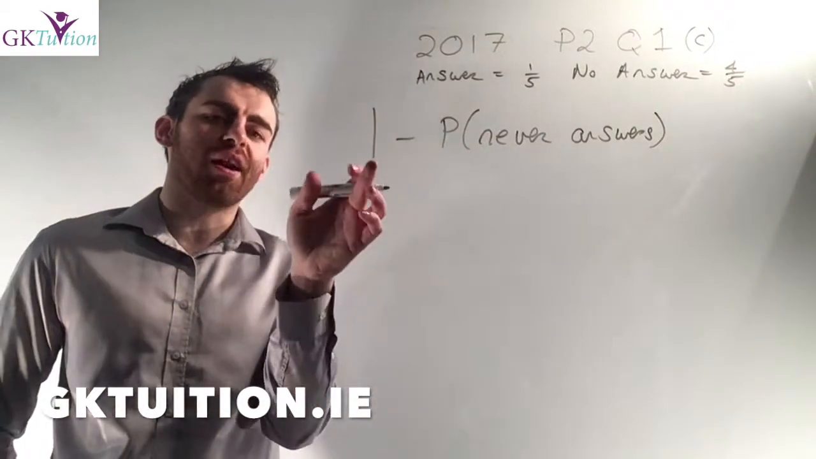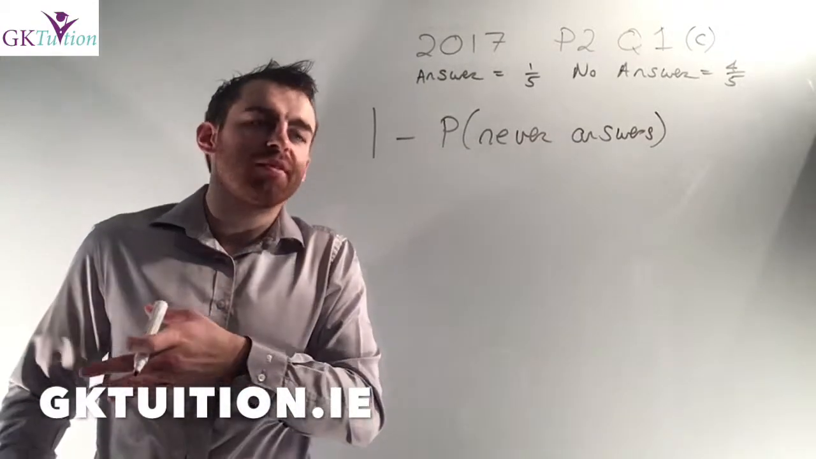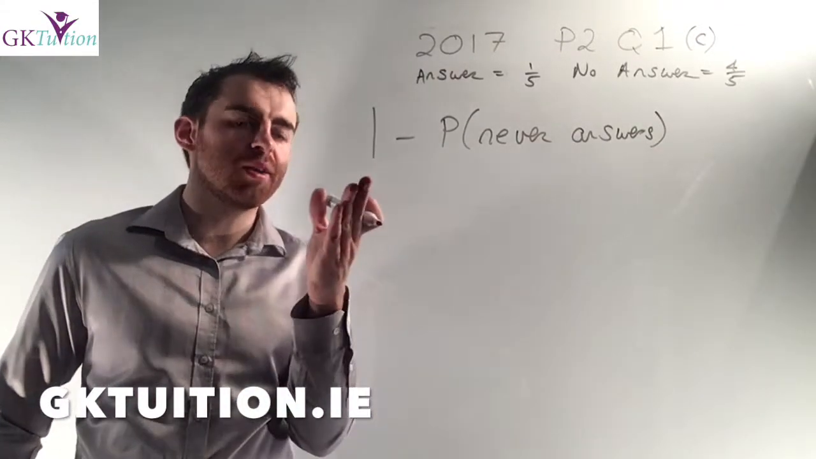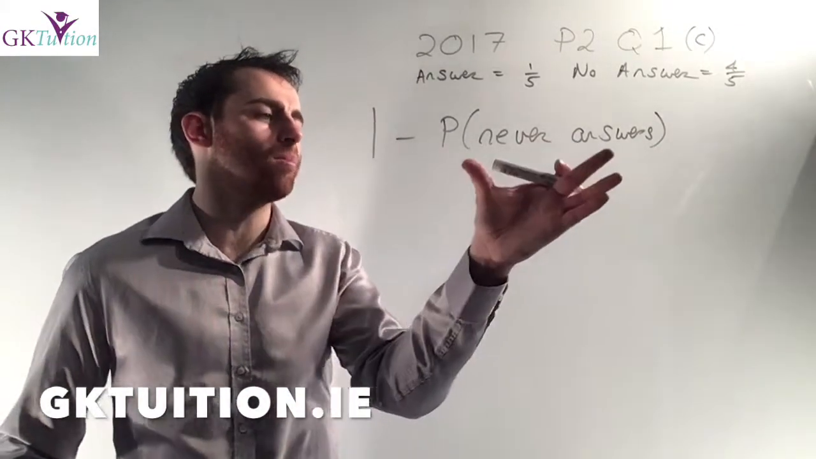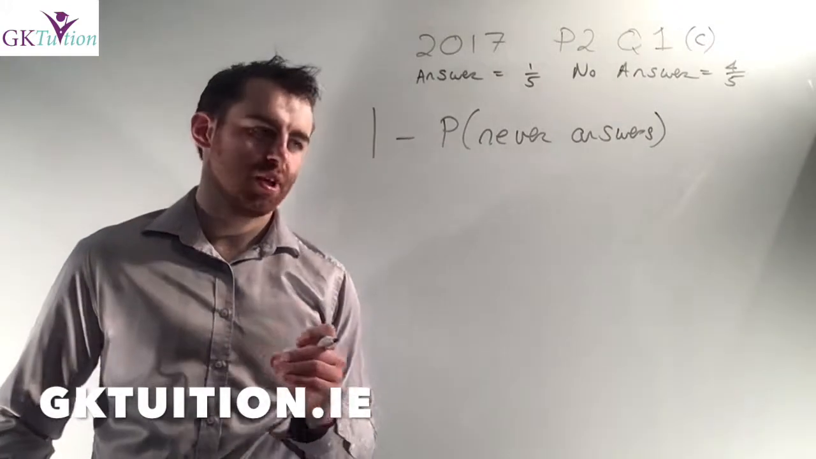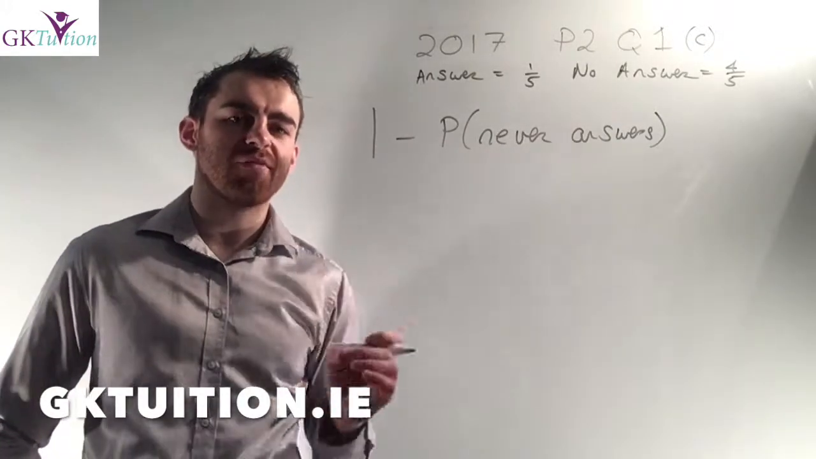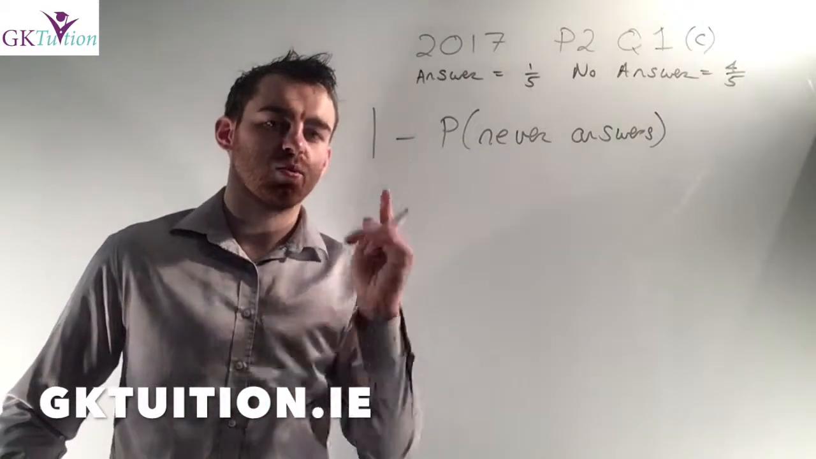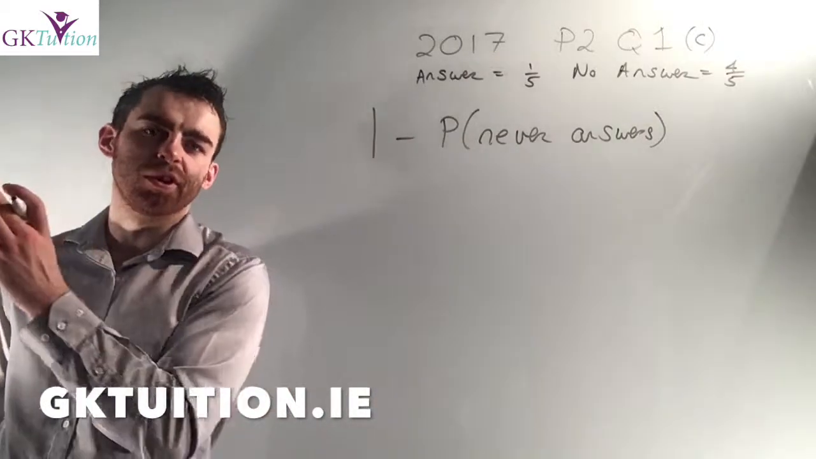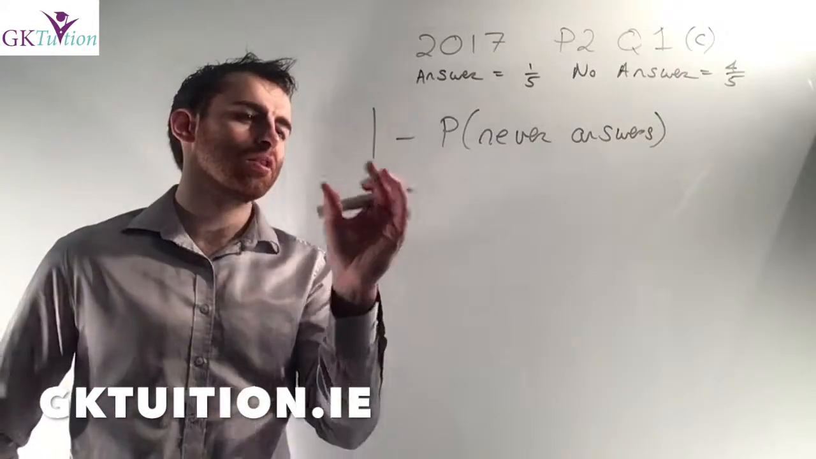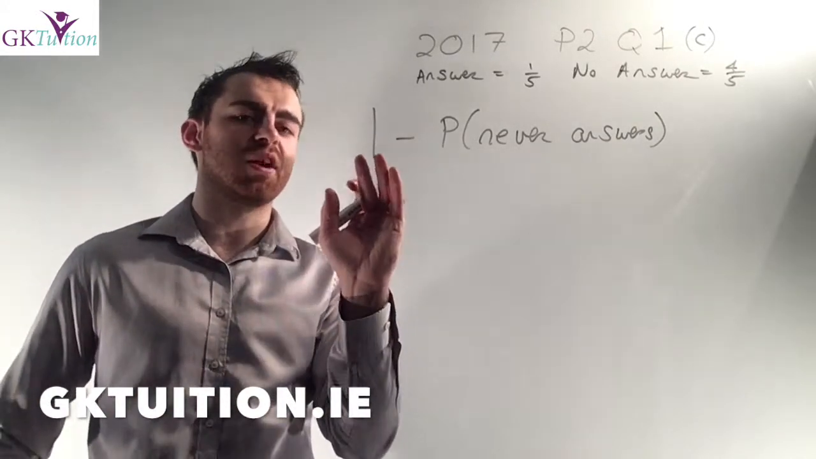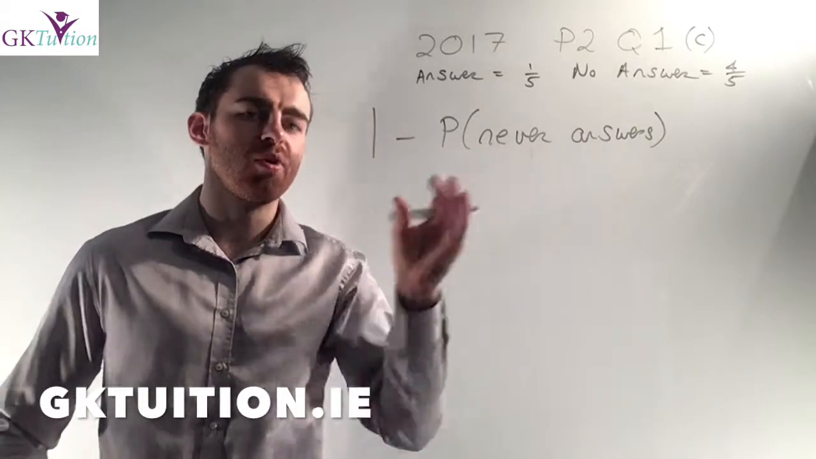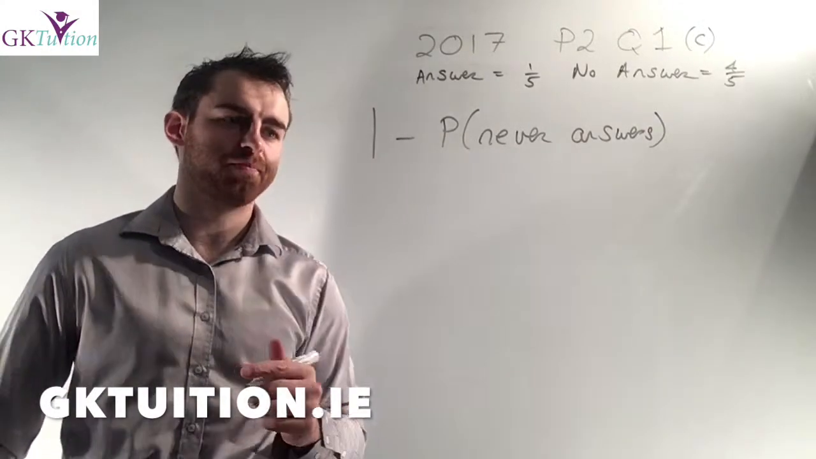In this scenario, the 1 represents 100% of the possibilities. So it's all of the possibilities minus the possibility that she never answers it. If I exclude the possibility she never answers it, I'm left with all the other scenarios: the scenario that she answers it once, twice, 3 times, 4 times, or whatever it adds up to. So the only possible way of doing this is all the possibilities minus the only possibility that I don't want.